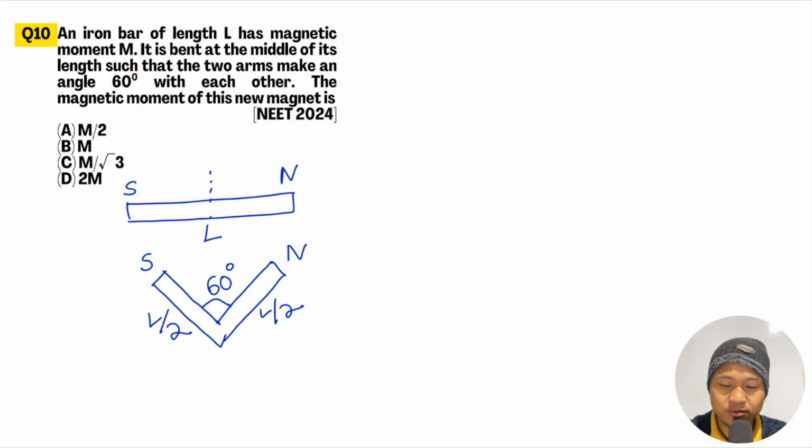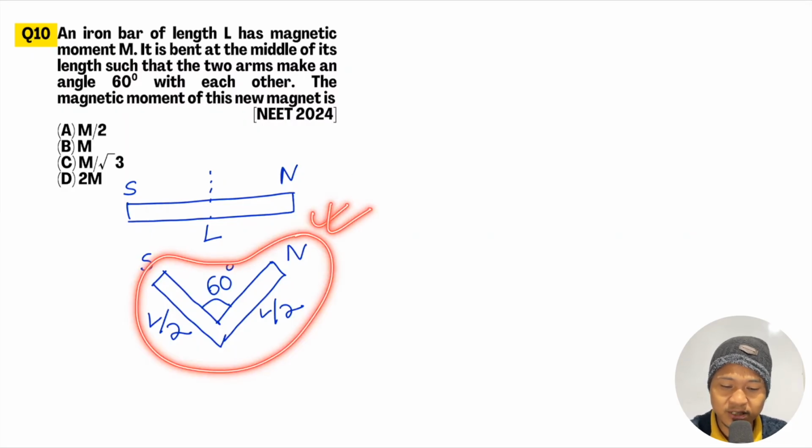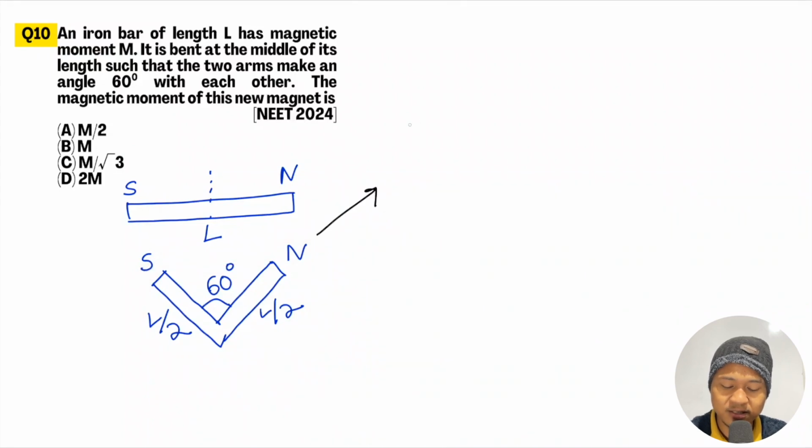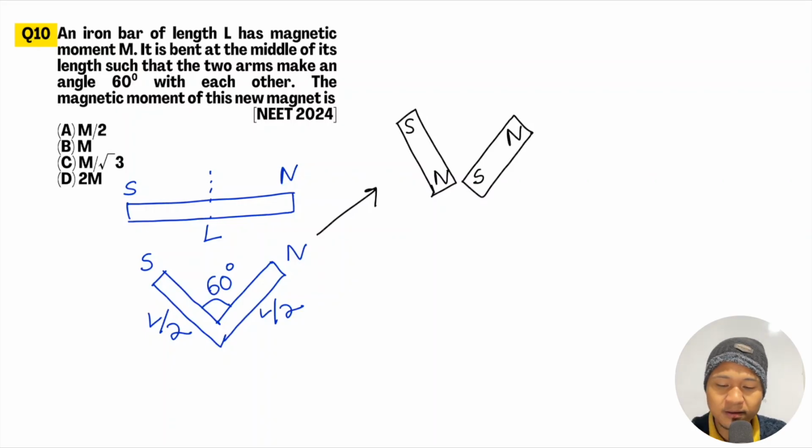So the question asks for the magnetic moment of this. Now I can think of this as two bar magnets like this, south, north and north, south, at an angle of 60 degrees. The magnetic dipole moment direction is from south to north, so this is m1. Then we apply the formula.